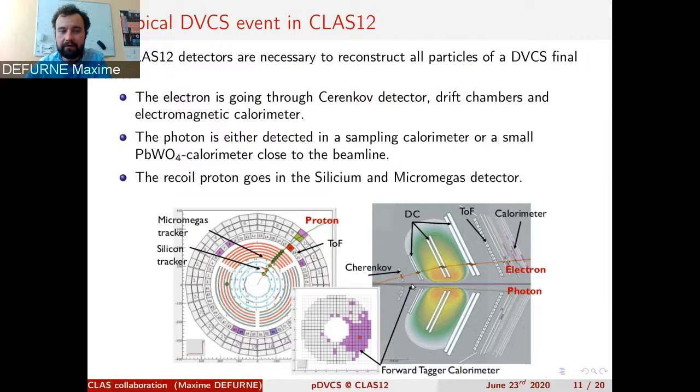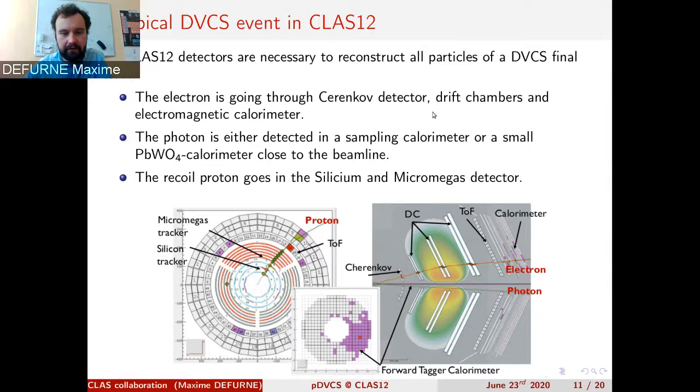We have a small calorimeter in PbWO4 that we call FTCal that can detect also real photons emitted close to the beamline. And finally, the proton is either detected as well in the drift chamber or inside the central detector package where the proton is going through the silicon tracker. So here I am commenting on the bottom left plot. The first 3 layers are in fact the silicon vertex tracker, and then you have 6 layers with green crosses. That is the micromegas tracker. And then the particle identification is provided by the central time of flight.